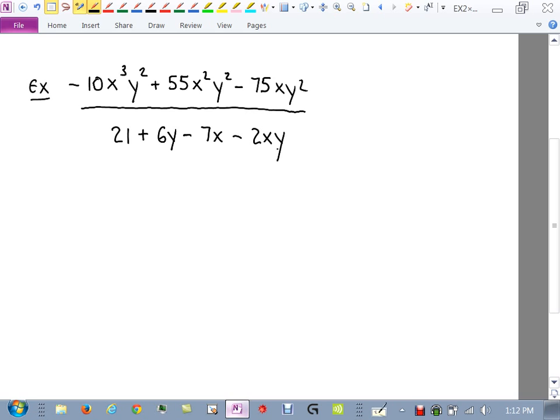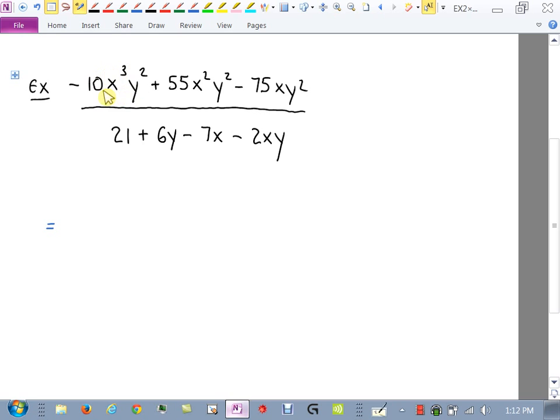GCF. You see a 5 in all those, right? Would you like to pull a 5 or a negative 5? You want 5? Any reason why? You don't like pulling negatives or what? Why not? Your first term is negative, right?